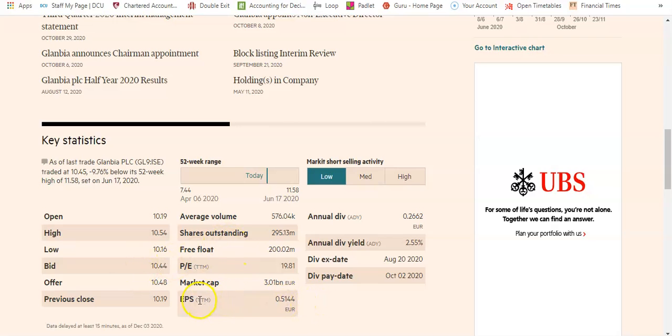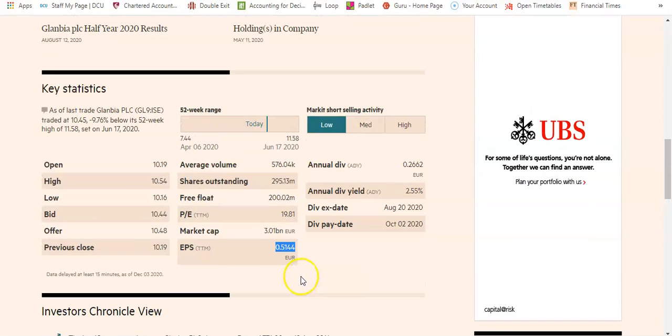Its earnings per share currently is 51 cents. So based on the current earnings per share of 51 cents, people are willing to pay €10 for the share. This TTM is the trailing 12-month earnings per share. So they take the most recent 4 quarters of results and they add those together. That's the earnings per share that they use. So it's a key metric, EPS.